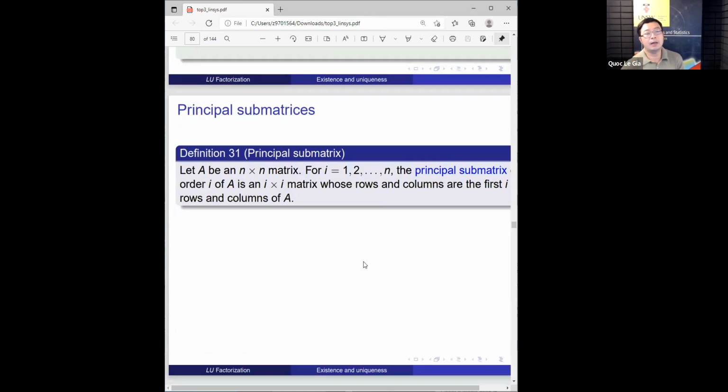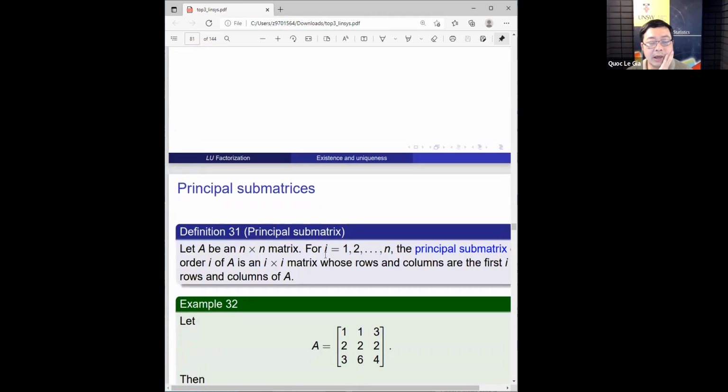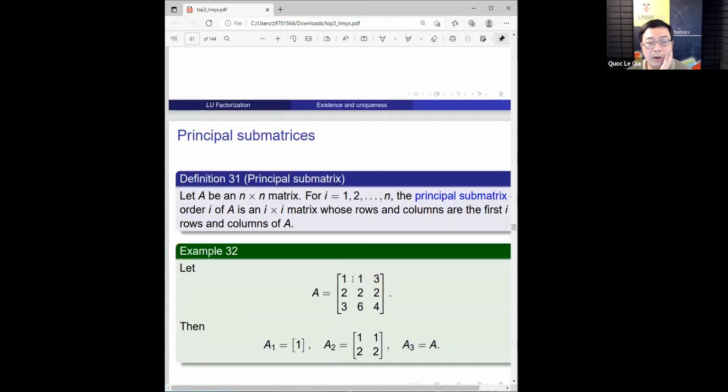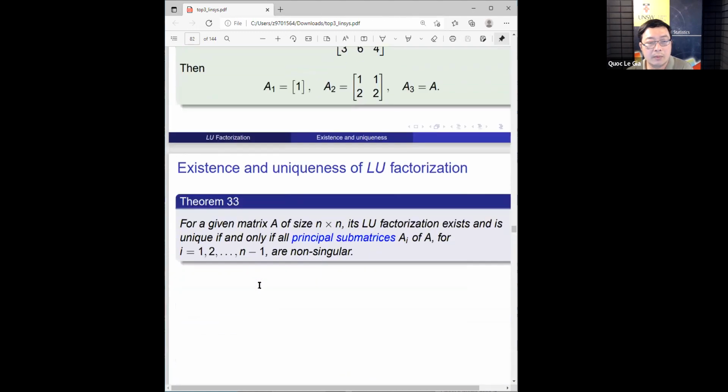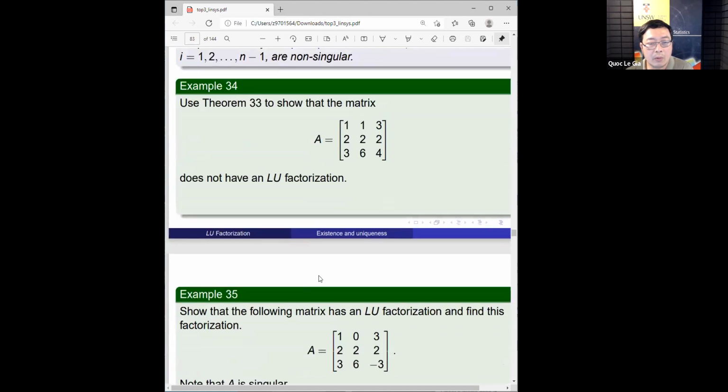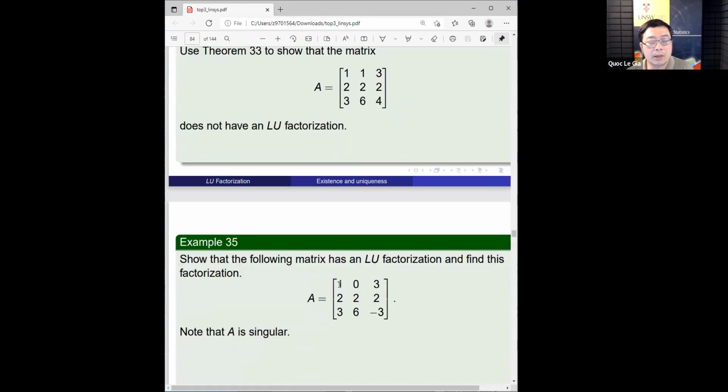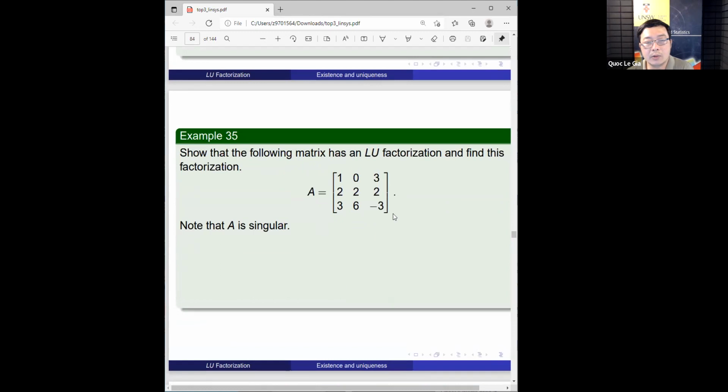We also discussed when you have a LU factorization. There's a theorem that says if you check the principal submatrices and all of them are non-singular, meaning the determinants are non-zero, then you have a LU factorization. Then we did an example where in some cases you couldn't do the row operation because there's a zero in the wrong place, and you did it by swapping the rows.